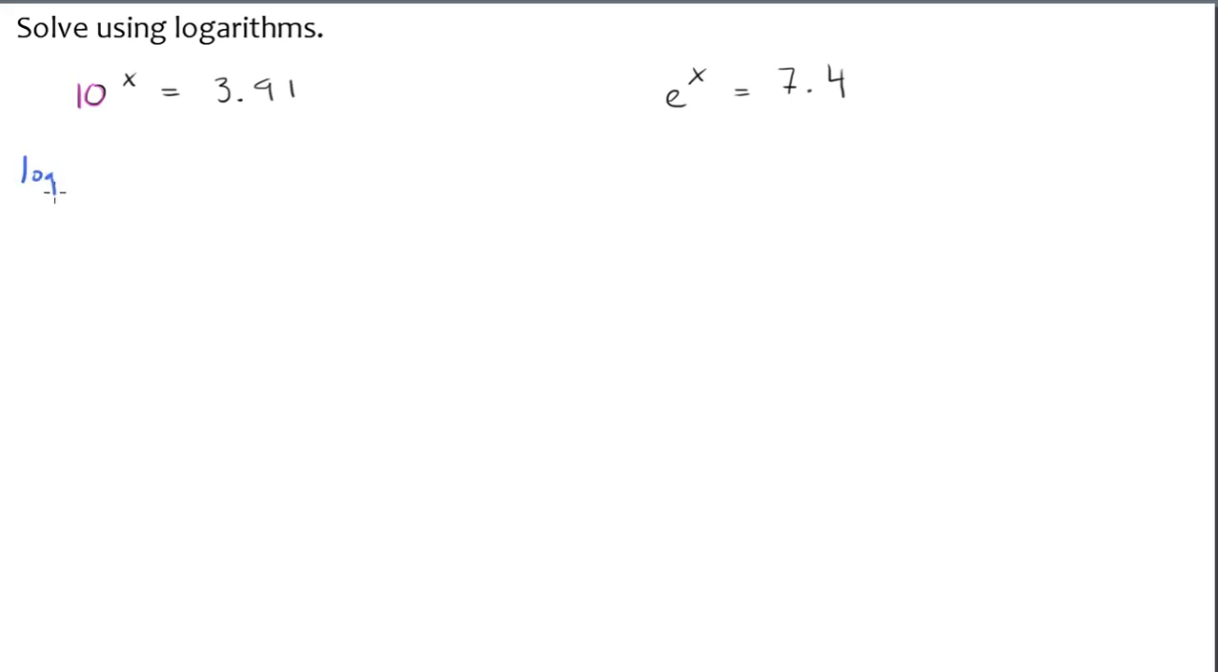So that's going to be the log of 10 to the x is equal to the log of 3.91, and on this side the log and the base 10 cancel out, so we get x is equal to the common log of 3.91. Now I have no idea what that is. I'm not really even too sure how to approximate it, but I do have a calculator handy.